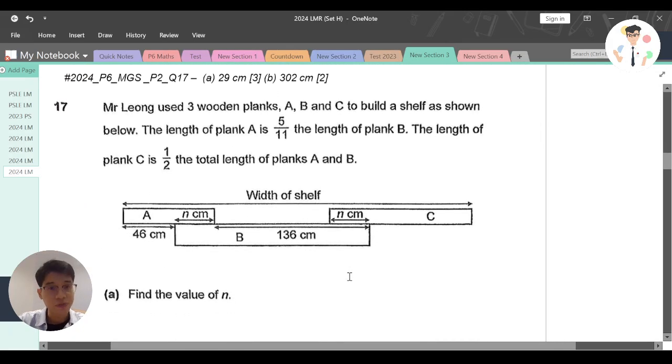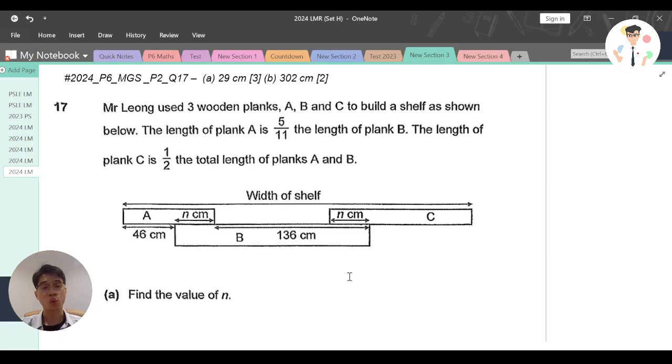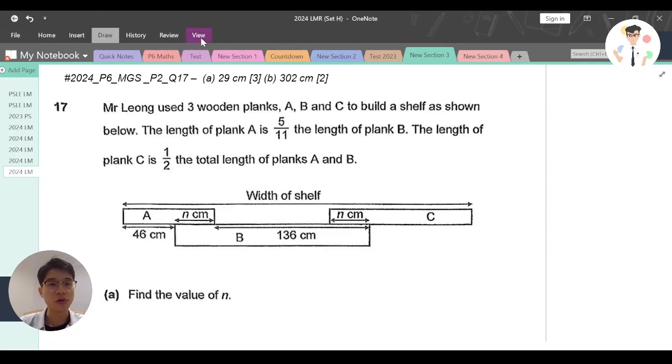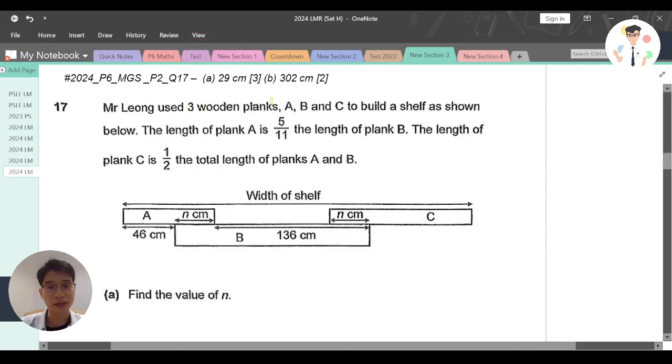Our next question is again from MGS, but this question will be slightly more difficult because this is actually a paper 2 question 17 question, which is expected to be a bit harder. Now, this question says that Mr. Leong used three wooden planks A, B, and C to build a shelf as shown below. The length of plank A is 5 over 11 of the length of B, and the length of plank C is 1 over 2 or half of the total length of A and B.